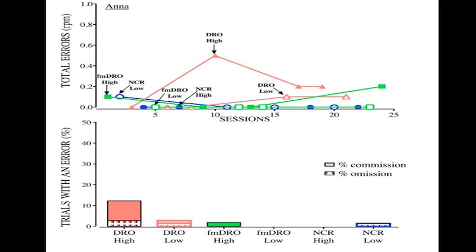These are data for Anna. Anna made the most errors in the interval DRO with a high rate of problem behavior condition, and most of these errors were errors of commission. But as you can see on this bottom graph, I'm not sure if you all can see that scale, it only goes to 50%. So the percent of trials with an error is pretty low overall across all the conditions, even though we did see more errors occurring in the interval DRO with a high rate.